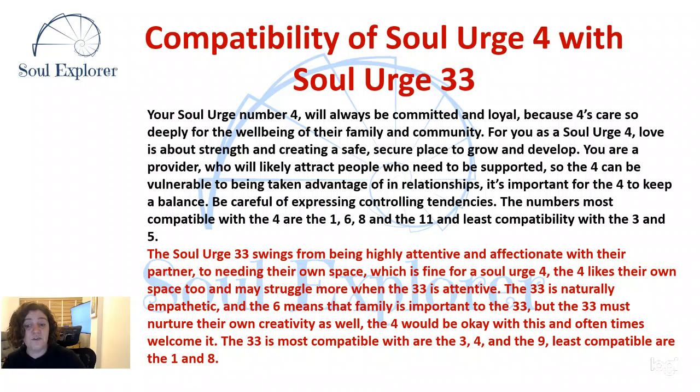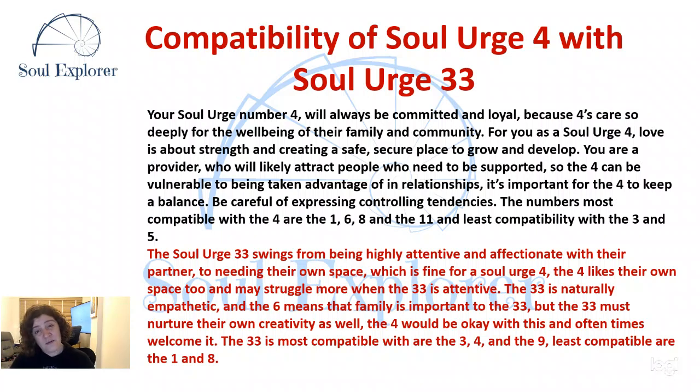Now, people say that the 33 is most compatible with the 3, of course, very similar numbers, the 4, and the 9, which is compatible with everyone. And the least compatible are the 1 and the 8, because the 33 are very scatty and creative and homely and loving. They're not very organized like the 1, independent, they're not like the 1 by nature, and the 8 is about success and about business. So you can see how those numbers don't really gel.